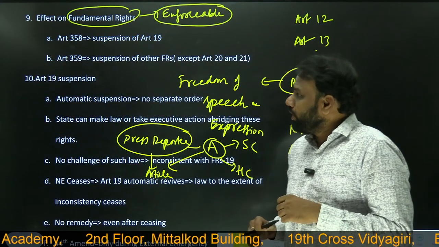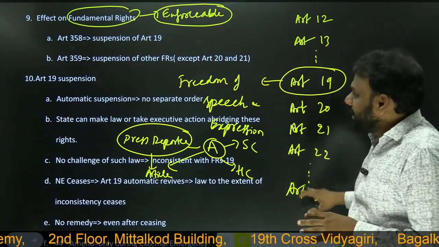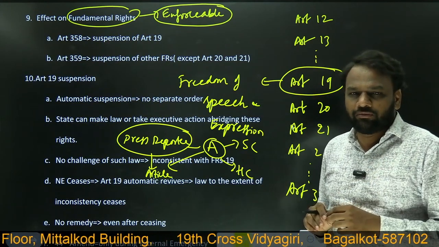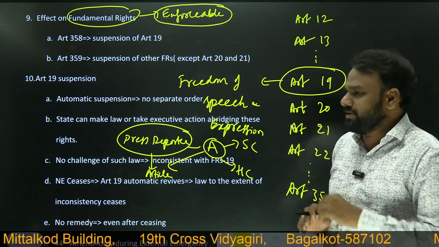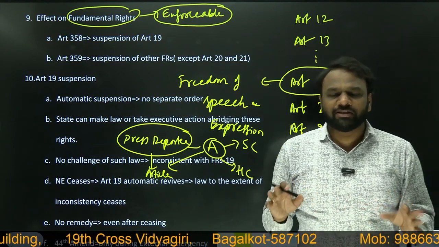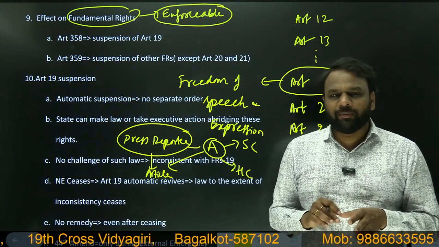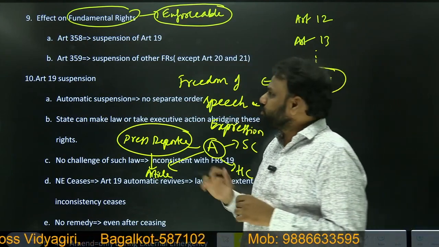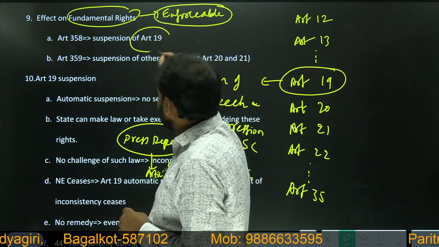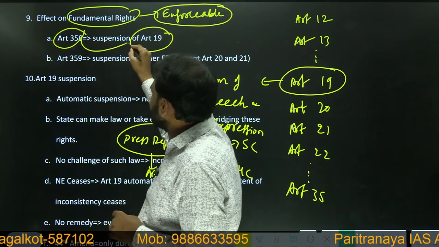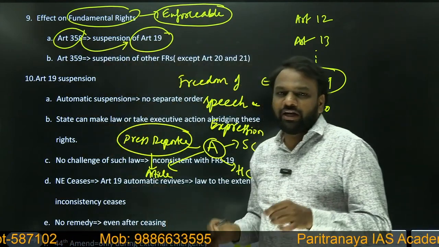So in normal times, when any of these fundamental rights are violated, a person can go to either the Supreme Court or High Court. We already discussed these things in the previous class. But during national emergency, some of these fundamental rights will be suspended, and about that we shall have a discussion. When it comes to suspension of Article 19, Article 358 of the Constitution deals with the suspension of Article 19 during emergency.